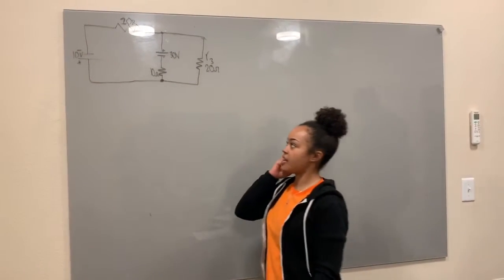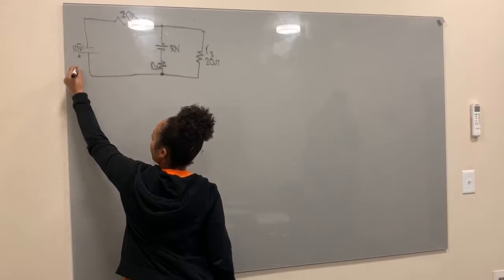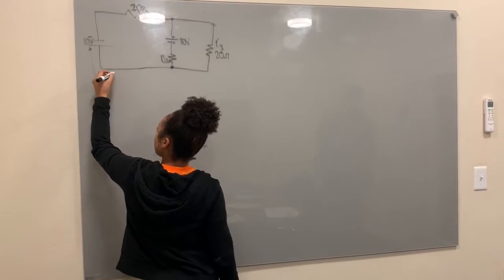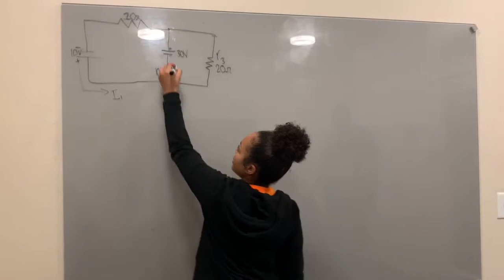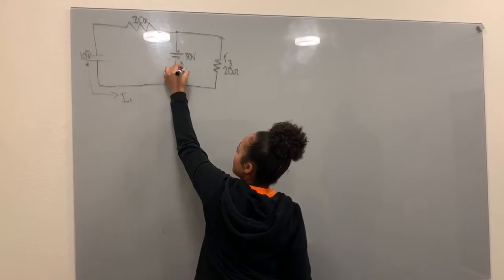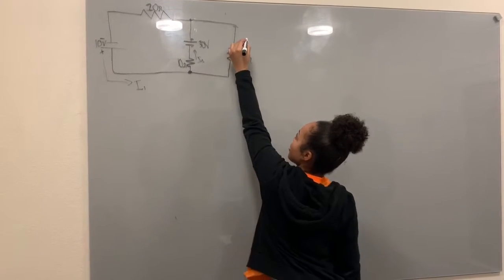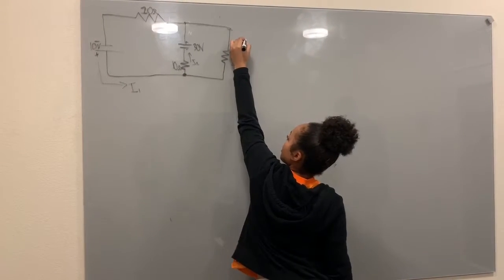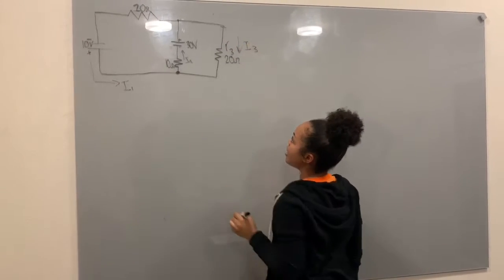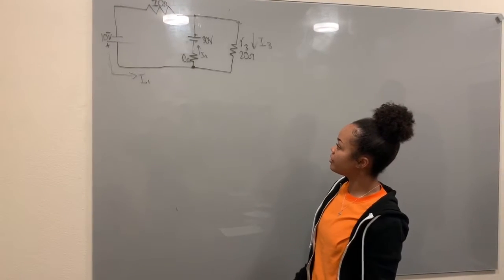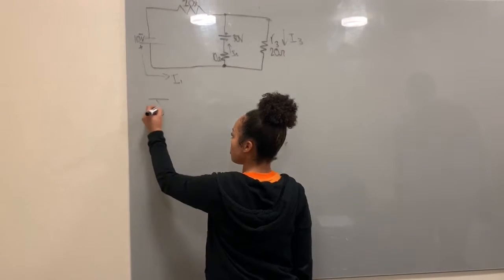So, like he said, since we weren't given current, we're going to have I1 in this direction, and I2 here, and I3 can go this way. And then the reason that we find the direction of our current is to understand the junction rule.